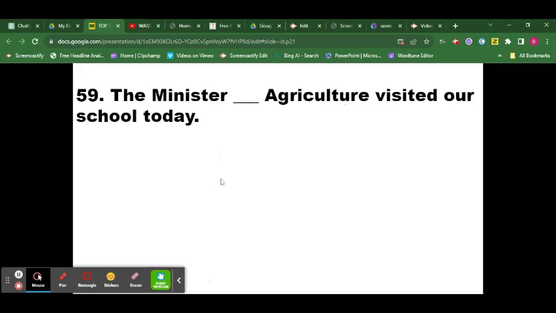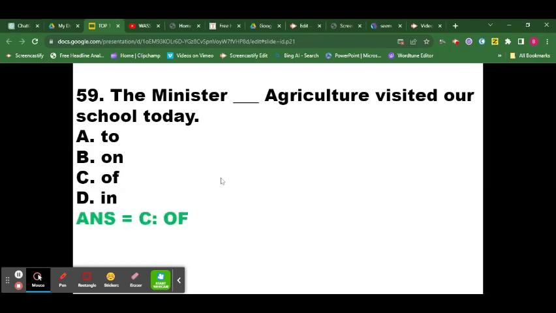And this brings us to question number 59. The minister dash agriculture visited our school today. A, to, B, on, C, of, and D, in. Of course, the correct option is C, of, please. The Minister of Agriculture visited our school today.